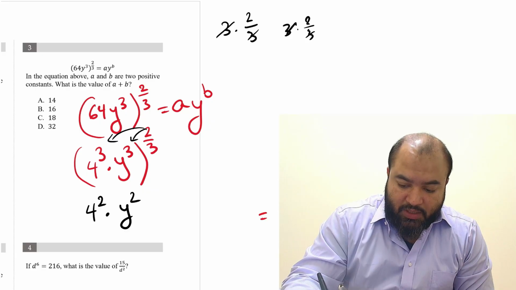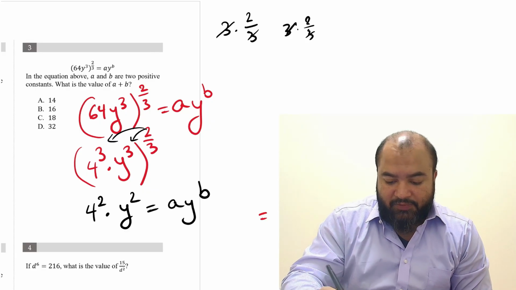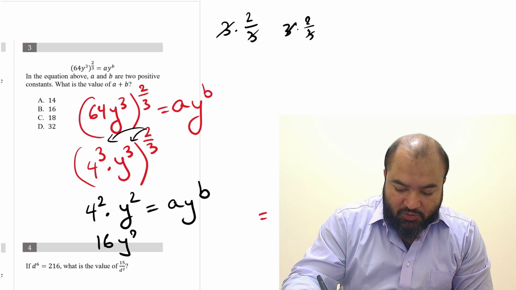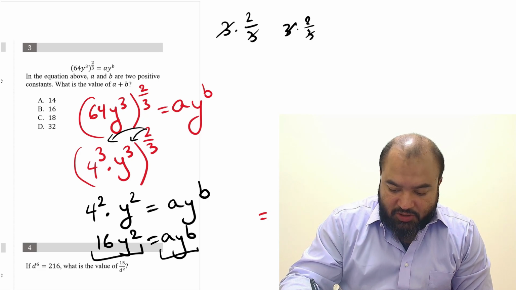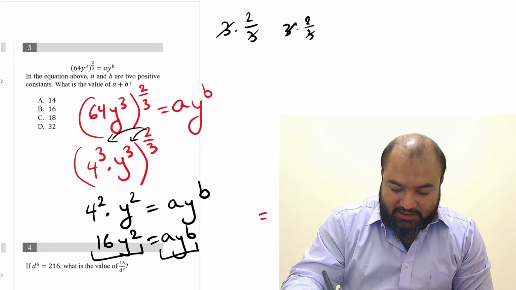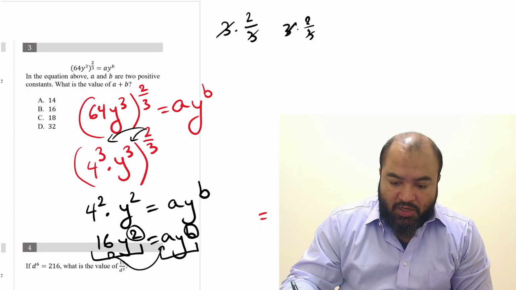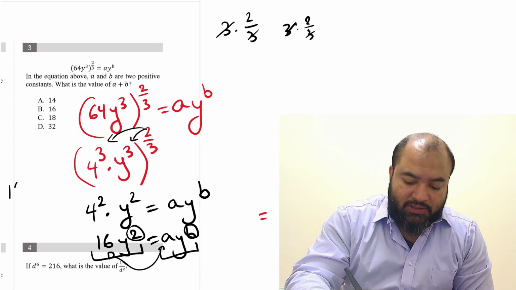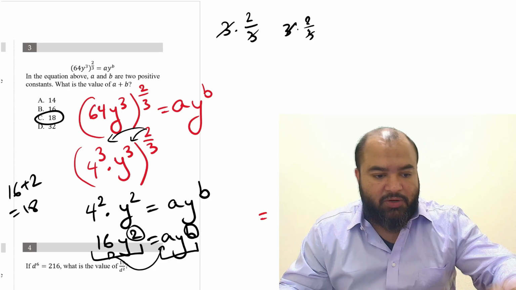also y^2, is equal to ay^b, right? Now, 4 squared is 16, y squared equal to ay^b. Now if I match, I can see that a is the 16 and b is the 2. Now they want a plus b, so 16 plus the 2, 18. So C is the answer.